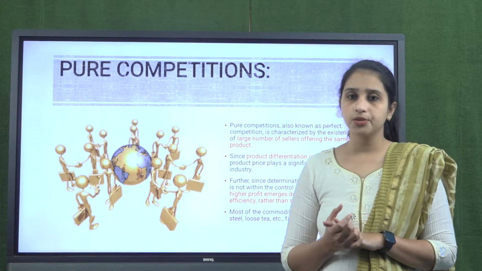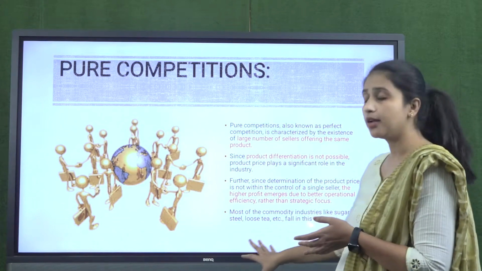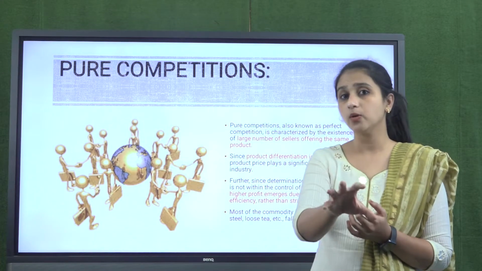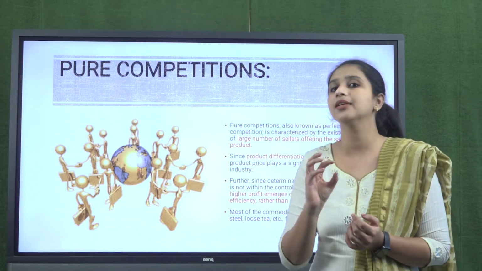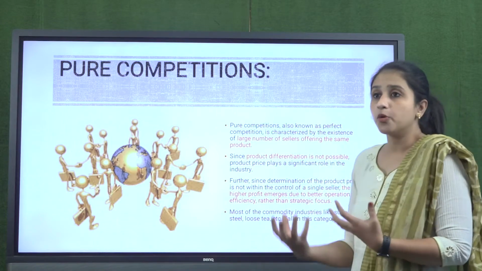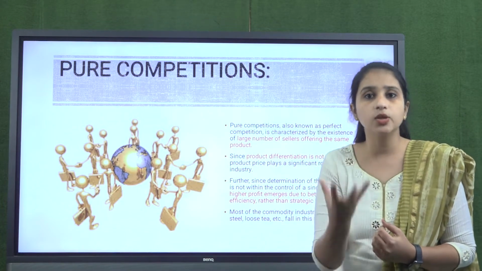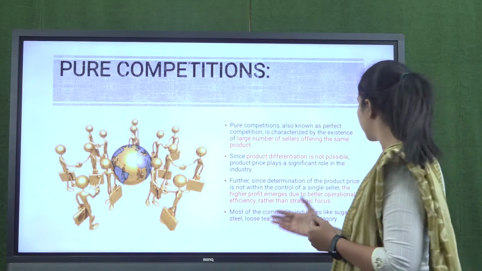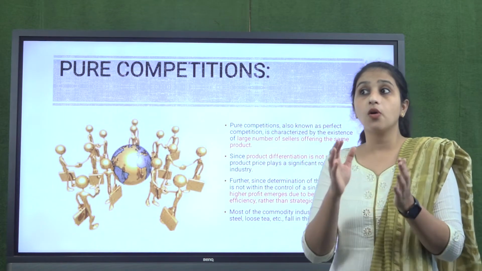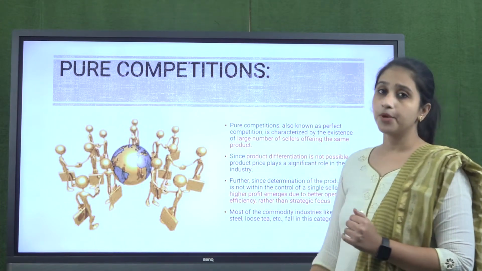Here, what the company has to do is focus on two things. That is operational efficiency they have to maintain, and they have to try to reduce the cost through operational efficiency. Then only will they be able to sell their product at a lesser price to their customers. Now, which are the commodities that fall here? So you can see loose sugar you are getting, loose tea you are buying from the shops, then steel. All the companies offering these commodities fall under the head of pure competition.